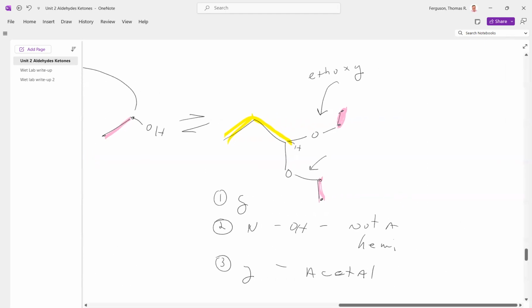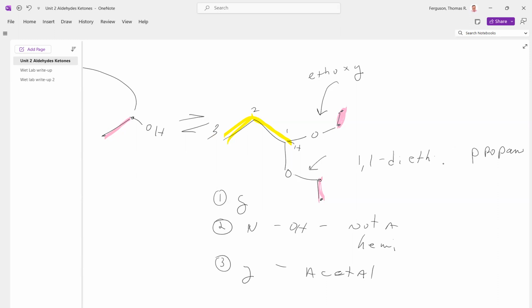So to name this guy, we would name it by calling it propane. Three carbon backbone. Let's move this over here a little bit. Here's some room. And we have 1, 2, 3. So we have 1,1-diethoxypropane. Now I'm not going to have you name these guys. You are going to have to name the aldehydes and ketones, but not the acetals or ketals.